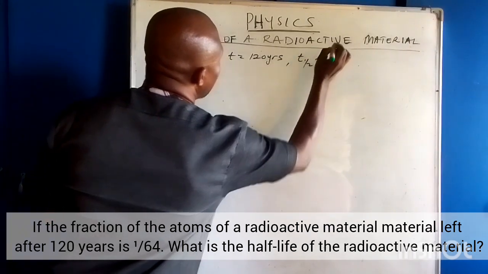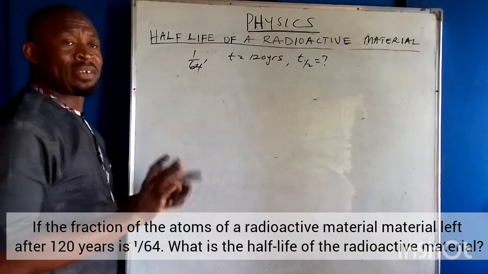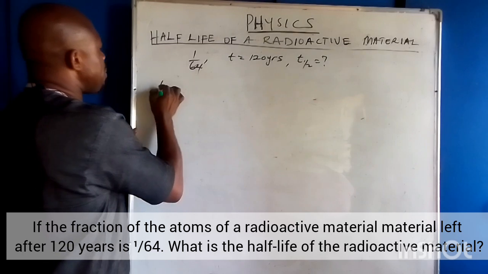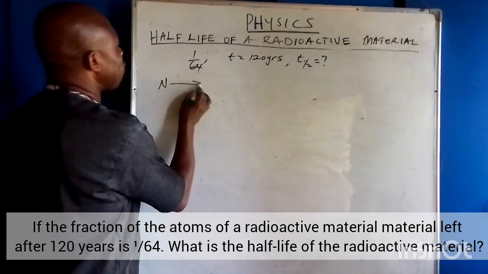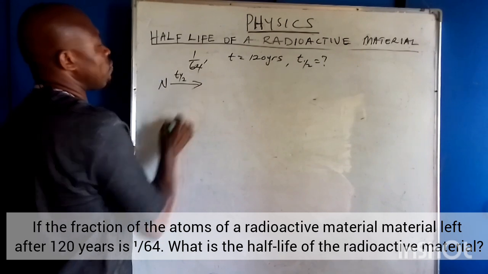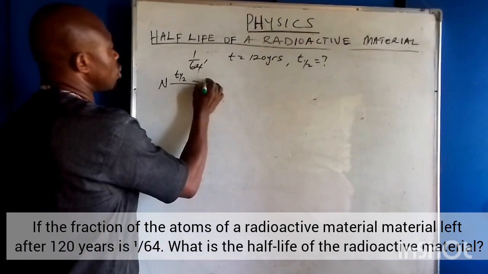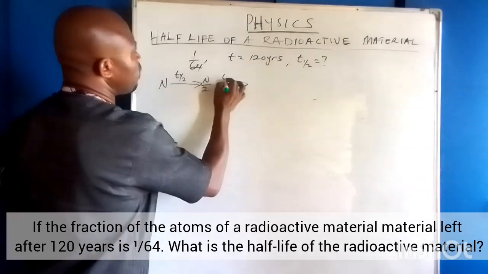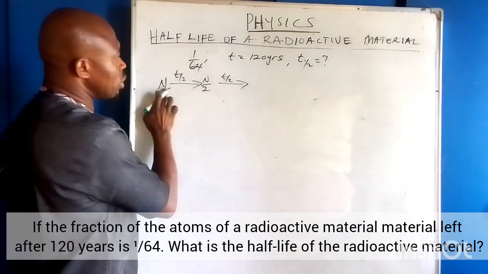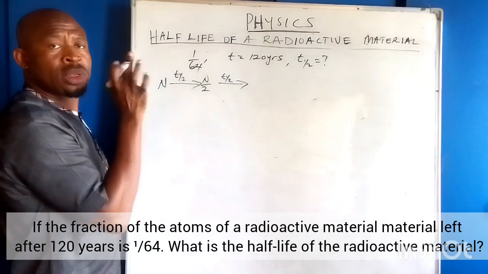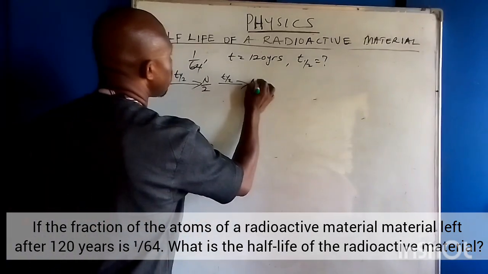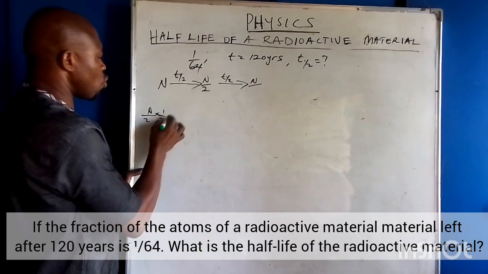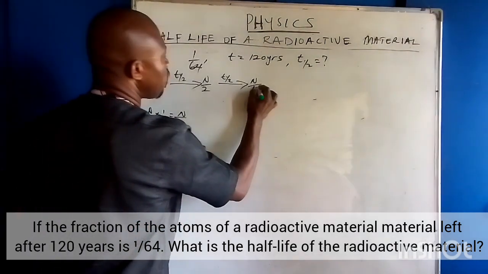For us to get the half-life, I will use just a simple method to solve it. Now, the original number is N. After one half-life, N reduced to N over 2. After another half-life, I will continue to reduce N until I get this fraction, 64. That is the best way to solve it. N over 2 times half will give us N over 4.